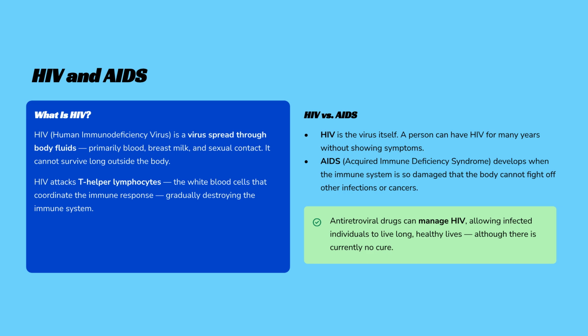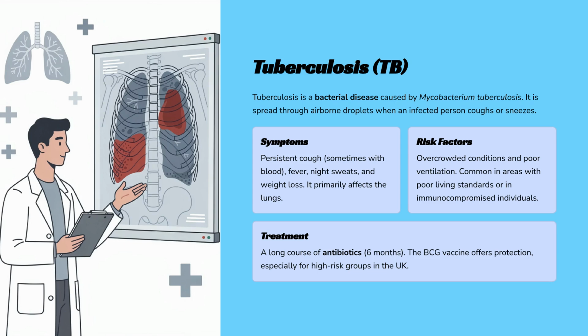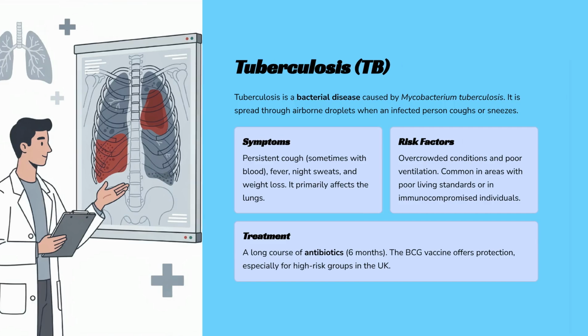Moving on to HIV and AIDS. HIV is a virus that spreads through body fluids. It attacks T helper lymphocytes, which are vital for coordinating your immune response, eventually destroying the immune system. It's important to distinguish between HIV and AIDS. A person can have HIV for years without symptoms, but AIDS is the stage where the immune system is severely damaged, leaving the body vulnerable to infections.